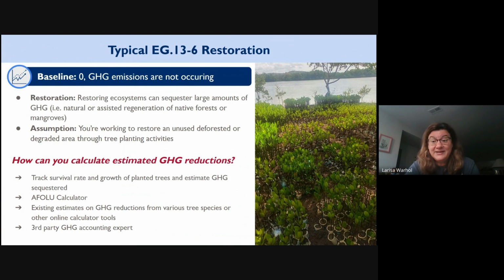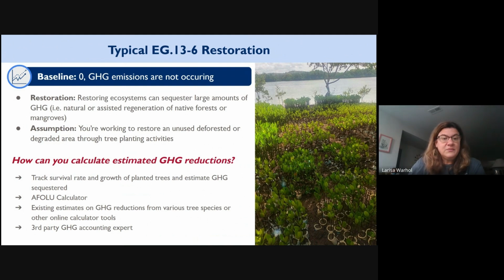Restoration, again, you do not need a baseline, because we make the assumption that you're working in some sort of degraded or deforested area, and so you're just assuming that your baseline is 0. And restoration can potentially sequester large amounts of GHGs. This can be forest restoration, but also things like mangrove restoration. Mangroves actually per hectare reduce quite a bit more greenhouse gas emissions than other landscapes.